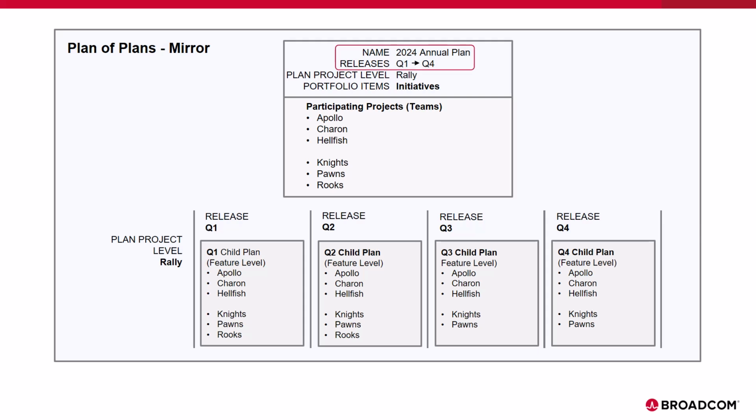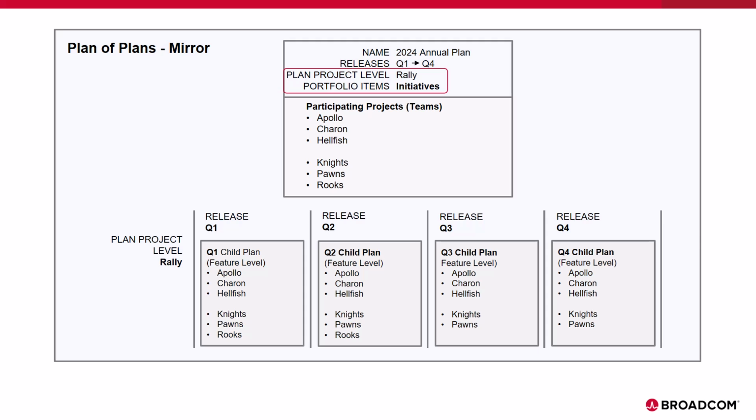Apneta. This is also an annual plan for Q1 through Q4, and this plan was created at the Rally level of our project hierarchy. Now that might seem a little odd, but remember that these teams have no hierarchical relationship, so we can create the plan anywhere that makes sense. We could have created this in the Apneta project or anywhere else in our hierarchy.